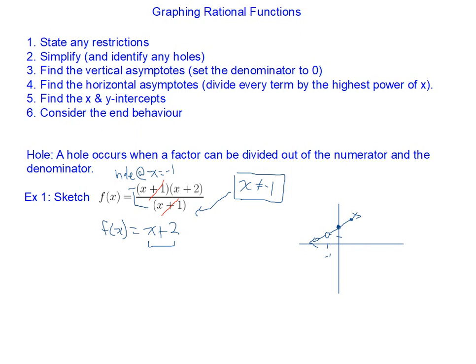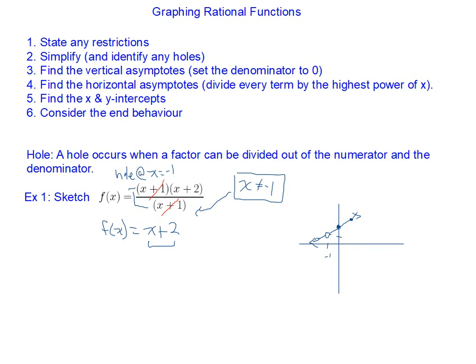That was a simple looking function. Sorry, not simple to start with, but once we simplified it, it was a straight line, but we did need to identify the hole there. No horizontal asymptotes in this case. We could find the x and the y-intercepts. I guess we found the y. If we wanted to find the x-intercept, we could set y equal to 0 and solve for x.